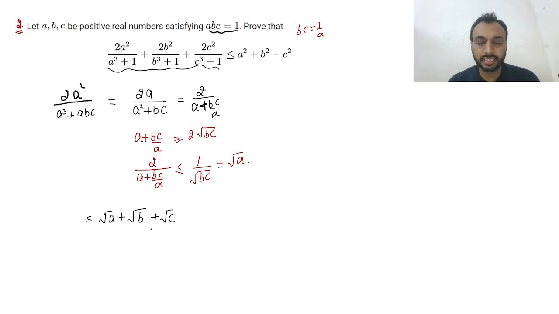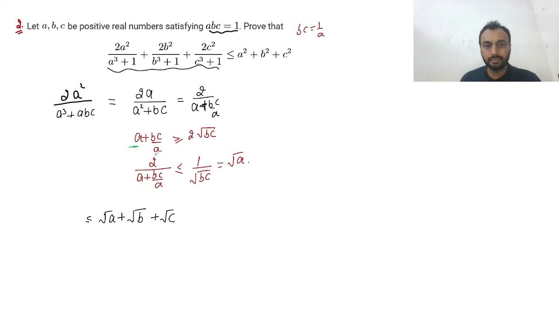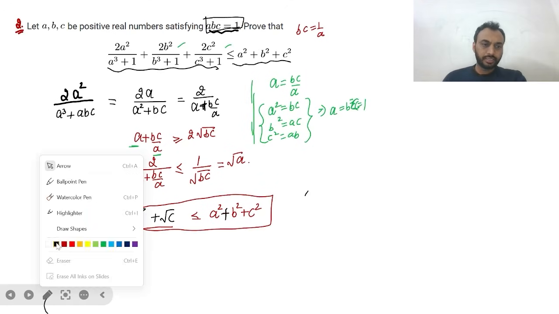Now again we will try to see if we can achieve the equality also, right? As we use AM-GM on these two numbers, a and bc by a, for equality we need these numbers to be equal, or we can say a square is equal to bc. Similarly for the second expression we have b square equal to ac and c square equal to ab. So from here I think we can say that a, b, c are 1, right? Because bc is 1 by a, so we get a is 1, b is 1 and c is 1.